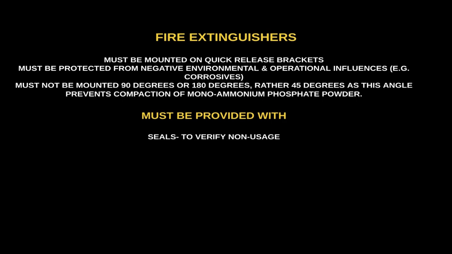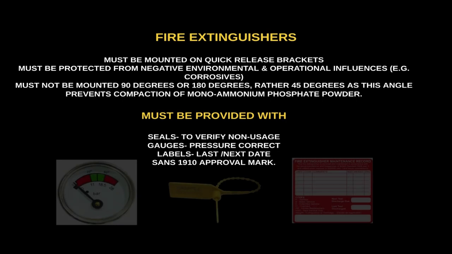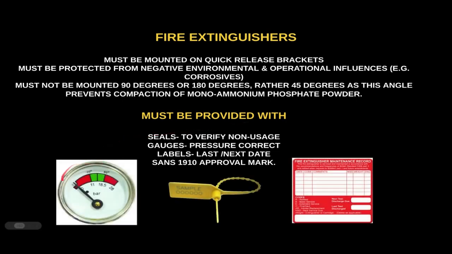So you must be provided with seals to verify non-usage. So your fire extinguishers must have their seals on, otherwise we don't know if they are full or empty. The gauges, the pressure must be correct. The labels, the last or next date for service, and there must be a SANS 1910 approval mark. So here's an example of your gauge, and here we'll see the date and any comments regarding the fire extinguisher usage or if it is expired.